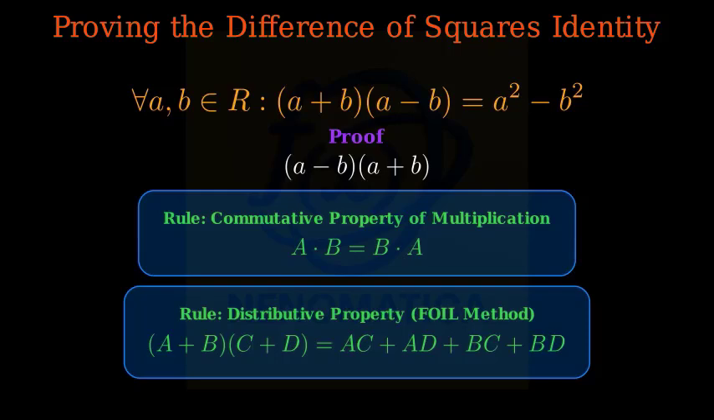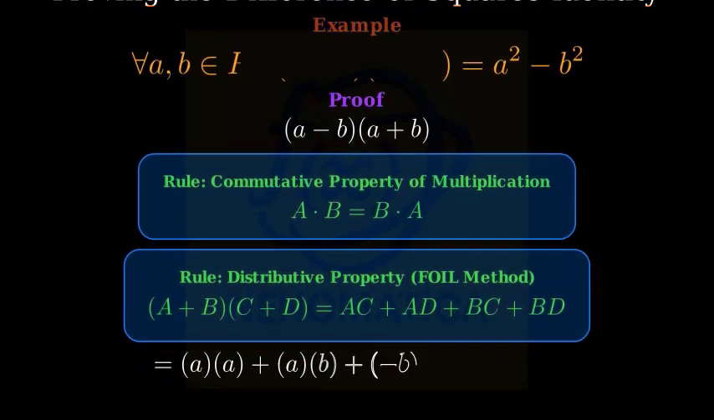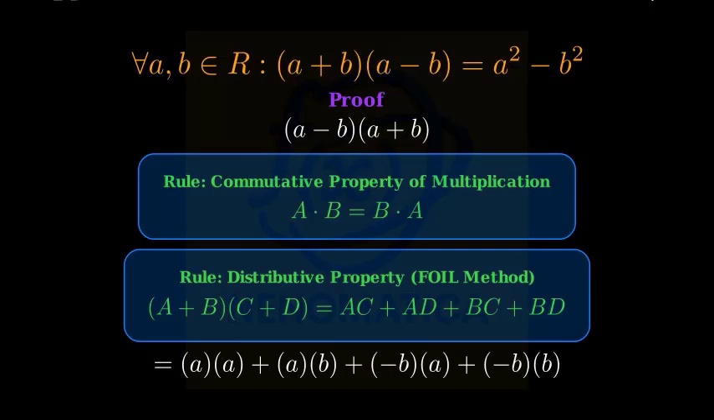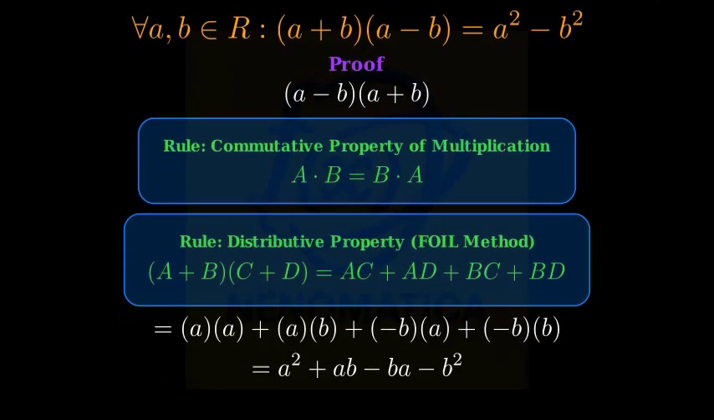This is sometimes called the FOIL method. Multiply first terms, outer terms, inner terms, and last terms. So we get a times a plus a times b minus b times a minus b times b. Now let's simplify each term. We get a squared plus ab minus ba minus b squared.